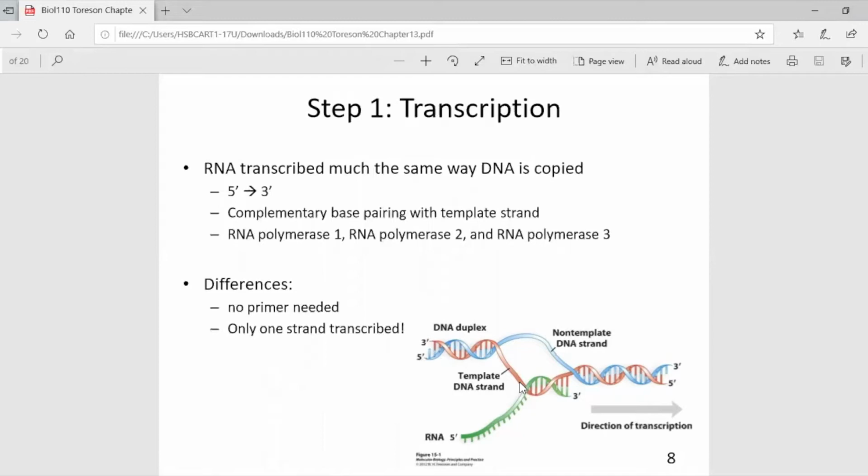RNA transcription is different from DNA replication in that only one strand of DNA is being transcribed. So one strand of DNA is a template strand, here in red, and the other strand of DNA is the non-template strand. A second important difference between RNA transcription and DNA replication is that no primer is needed. So the enzyme RNA polymerase is able to attach to the template DNA strand and synthesize this molecule of RNA.